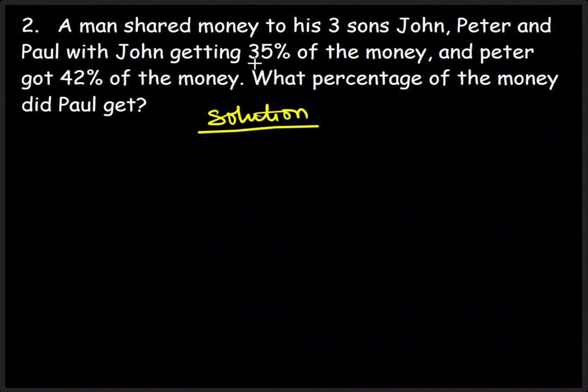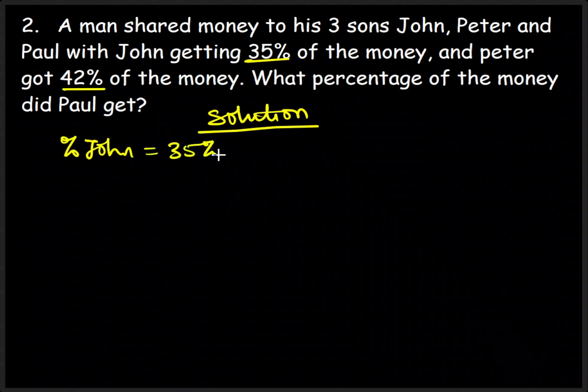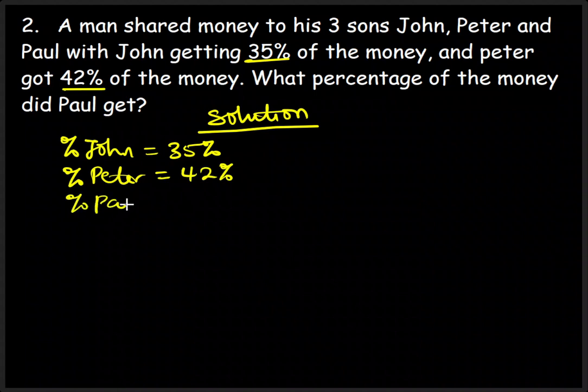So let's see. We have 35%, we have 42%. Percentage for John equals 35%, and percentage for Peter equals 42%. And what's the next one? What percentage did Paul get? So percentage for Paul is what we are looking for, question mark. So how do we get that? We need our total percentage.